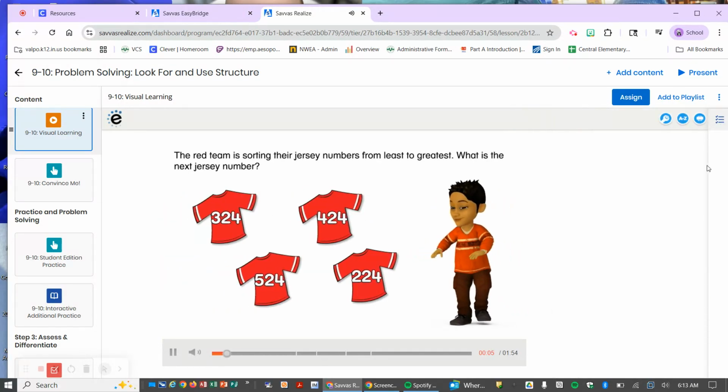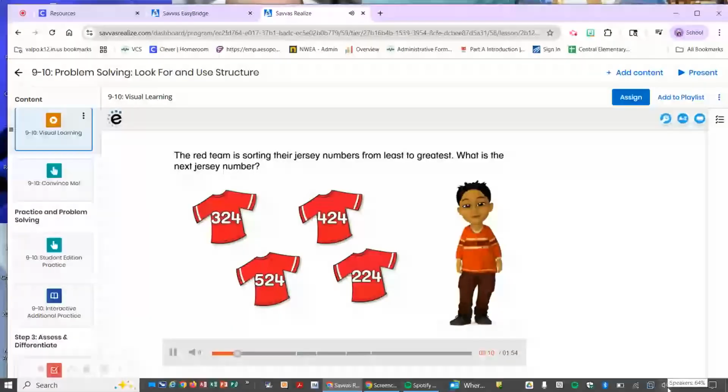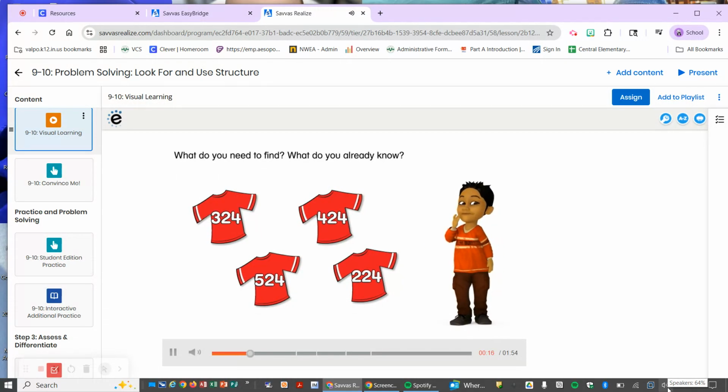The red team is sorting their jersey numbers from least to greatest. What is the next jersey number? Let's try to solve this problem. What do you need to find? What do you already know?